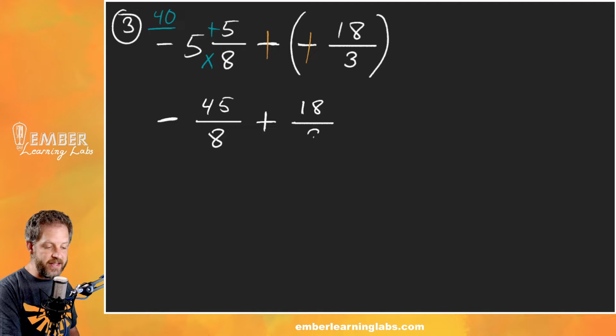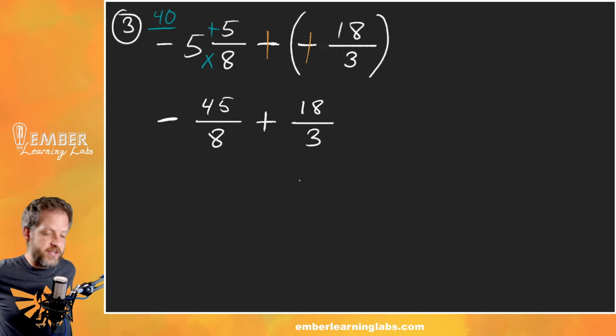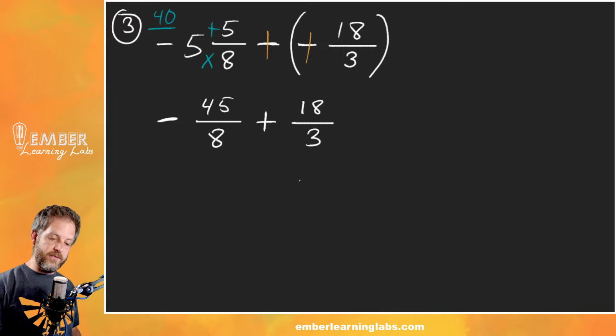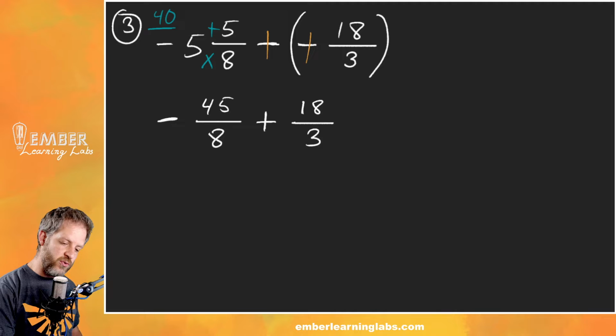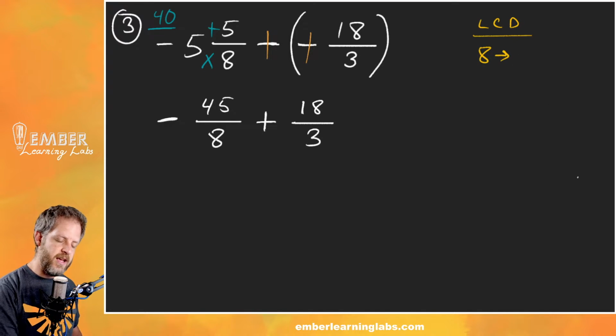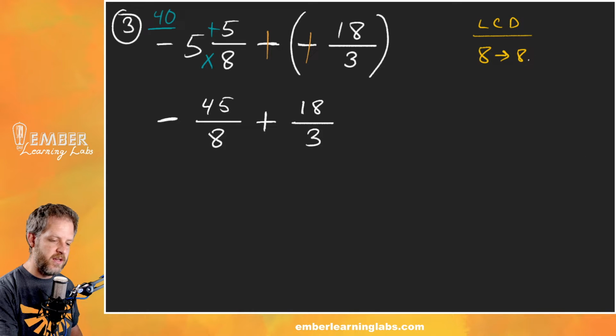Now we need these to be common denominators, right? So we're going to convert these into something else. So we need to find the least common denominator between 8 and 3. 8, its multiples are 8, 16, 24.